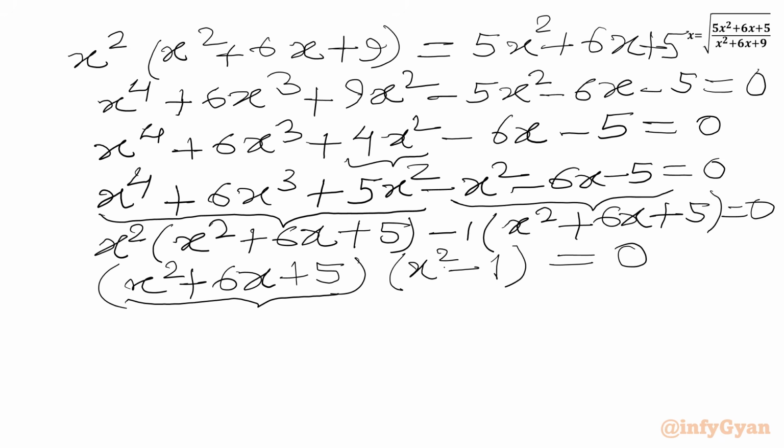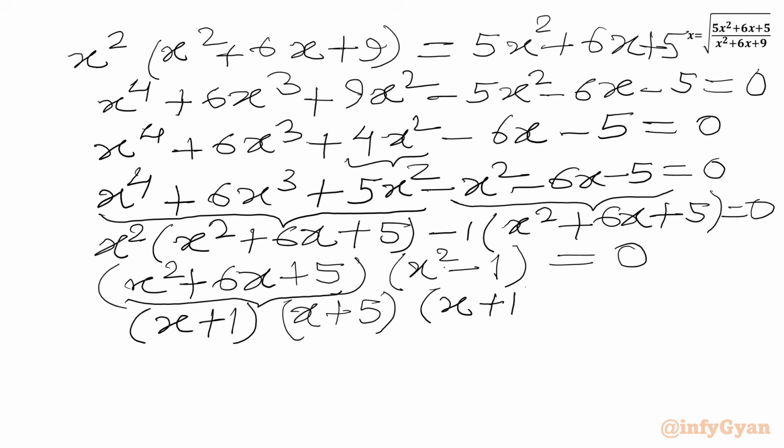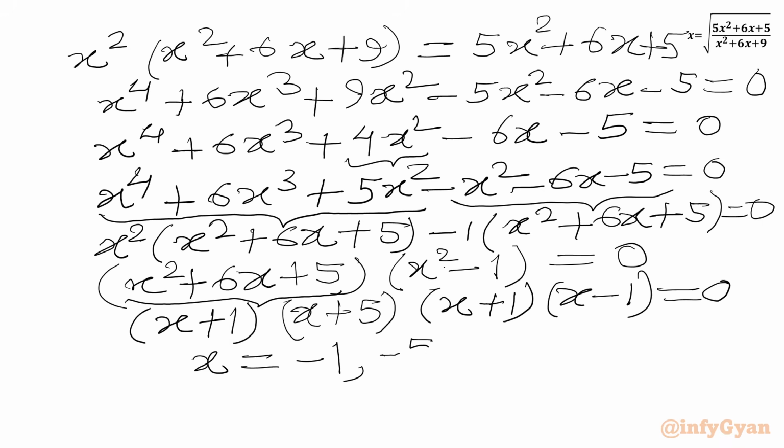Now this is one trinomial which we can factor as x plus 1 times x plus 5, and x square minus 1 is nothing but x square minus 1 square. So we'll be using the difference of two squares formula, and we can write x plus 1 times x minus 1 equal to 0. Now using the product 0 rule, x plus 1 equal to 0 gives minus 1, x plus 5 equal to 0 gives minus 5, x plus 1 equal to 0 gives minus 1, x minus 1 equal to 0 gives 1.